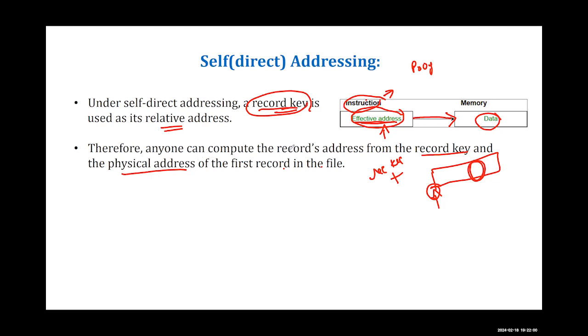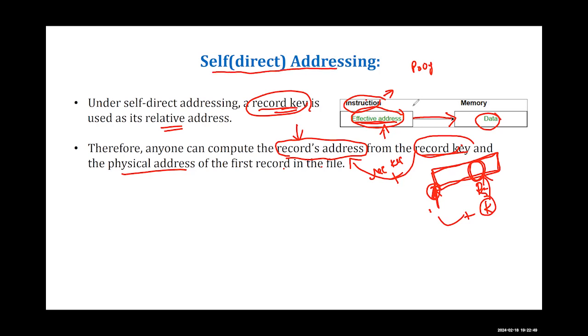So as you can see, anyone can compute the record's address. This record's address is the required record that you want to access, computed from the record key. Now what is this record key? The record key is the key which belongs to the record we want to access, together with the physical address of the first record. If there are a set of records stored in memory and I know the very first address, then I take the record key of the record. For example, I want to access the record R5 and I have some key value K. I take the first address of this set of records and add it to the key value. With that, I get the location of the record I want. This is how I do self or direct addressing.